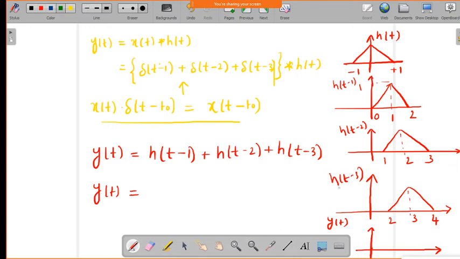Okay. So now at value 1 you can compute what is the value at 1. So this h of t minus 1, it is the amplitude value 1, and here it is 0 and again here it is 0. So it is varying from 0 to 1. So it is a ramp signal. So from 0 to 1 you will be having the ramp signal.